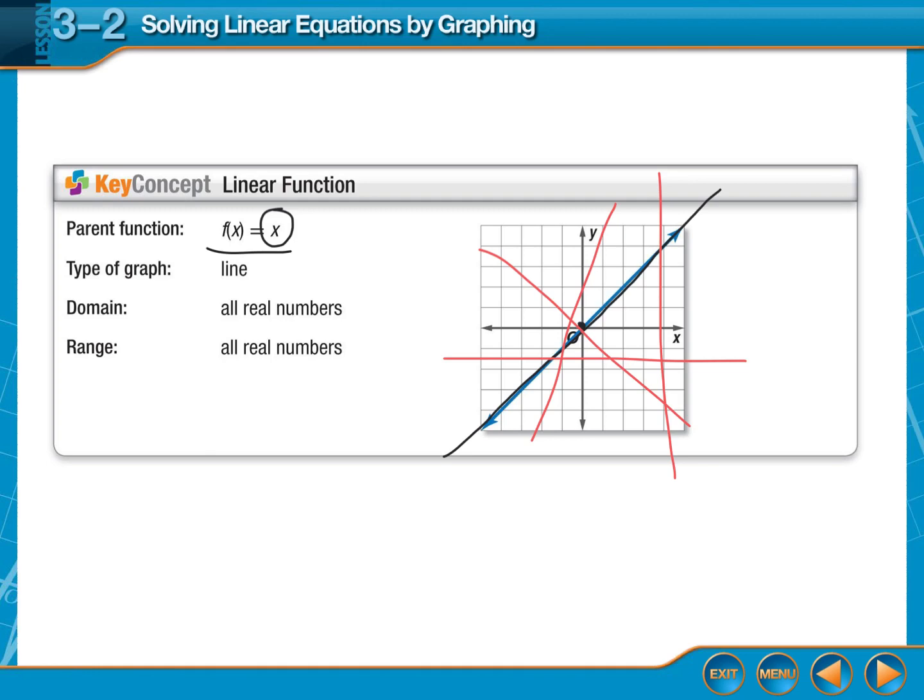The domain we will talk about later, but the domain is all real numbers and the range is all real numbers. Because lines, what is special about lines that we talked about last week? What's on the end? Arrows. And what do those arrows indicate? That it's forever in all directions, right? Good.